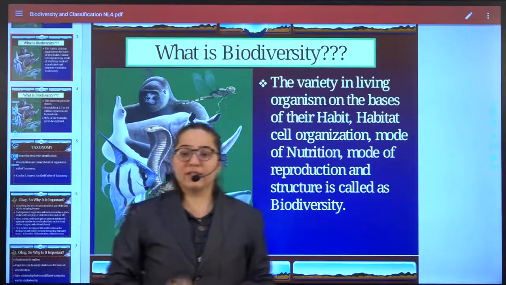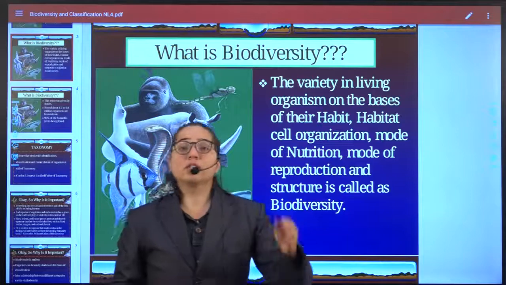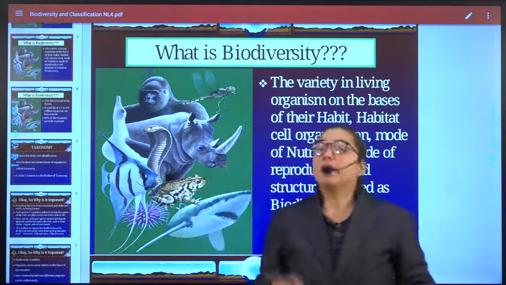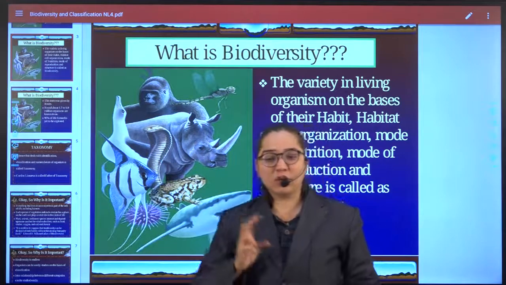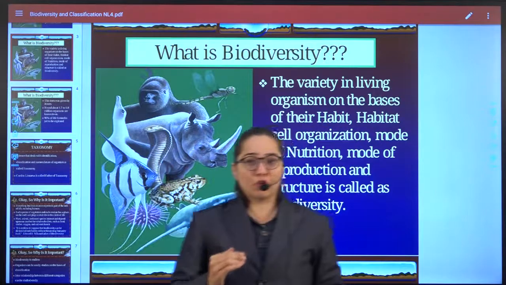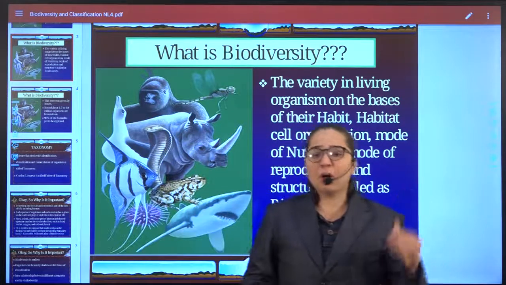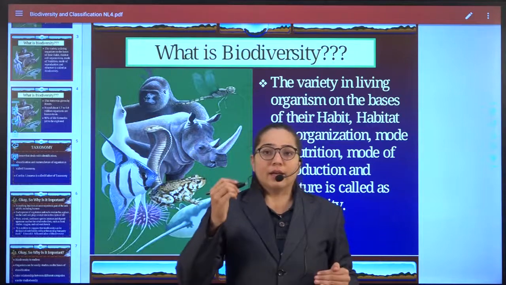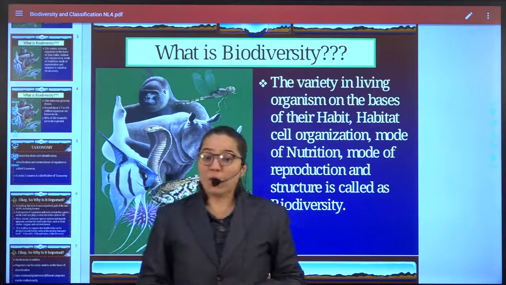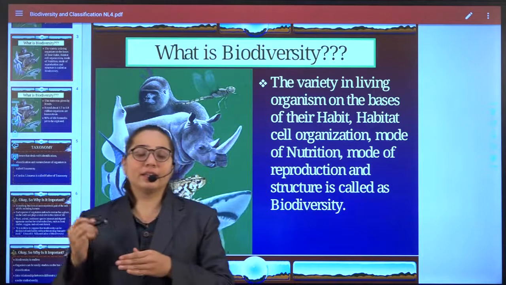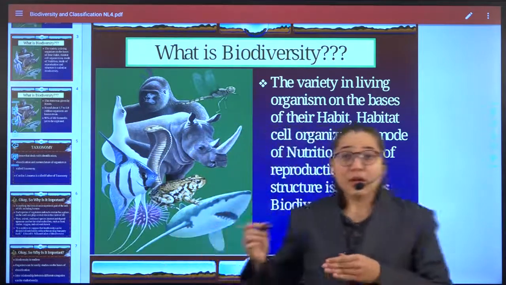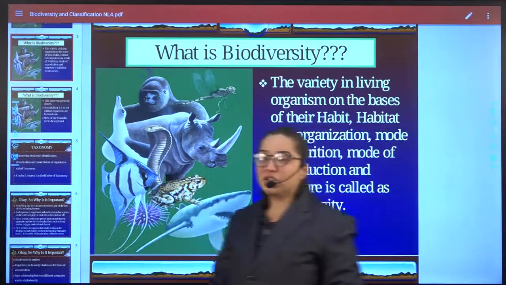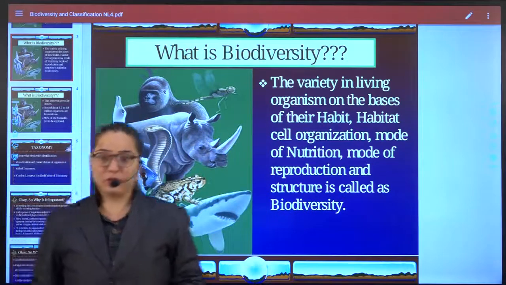It is the variety in living organisms on the basis of cell organization and mode of nutrition. Mode of nutrition is of how many types? The basic classification is of 2 types, that is autotrophic and heterotrophic. Autotrophic nutrition means the food is prepared on its own, while heterotrophic means the food is taken from external sources, with the help of some supplements.